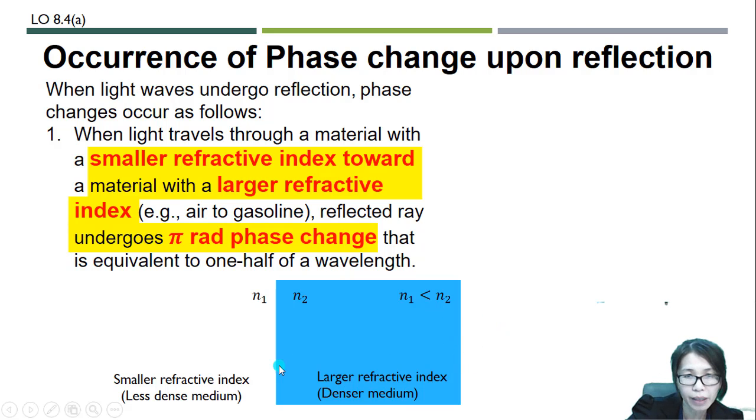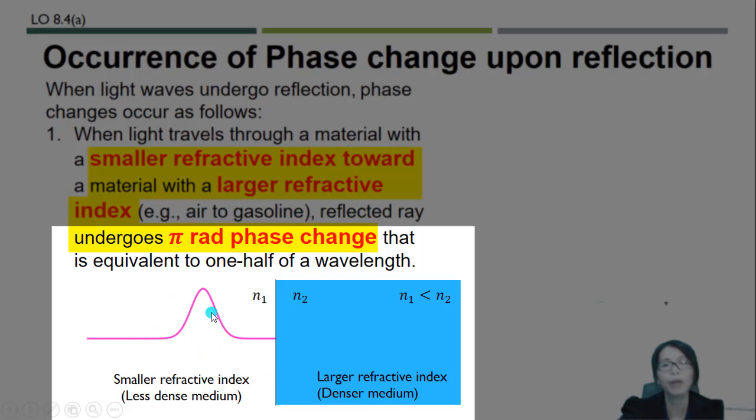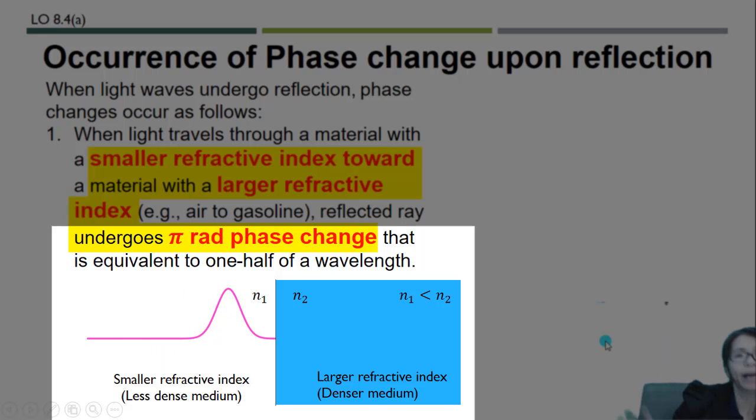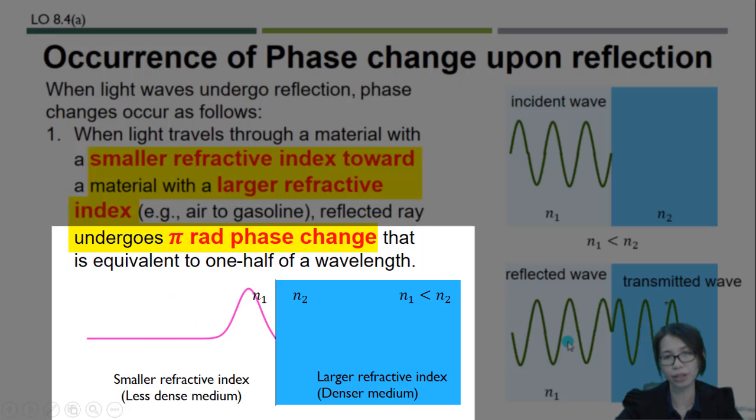Okay, for example, as shown in the animation below, observe what happened to the wave when it strikes on the boundary of the two medium. See, this is our reflected ray is being inverted. Tengok, sampai sini dia diterbalikkan. Okay, so crest sampai sini dia jadi trough. This is what we mean by the reflected ray undergoes pi radian phase change.